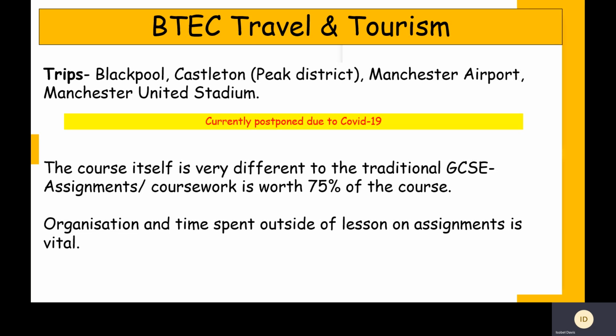It is just a weird one. It is very different to GCSE. Assignments and coursework is worth 75%, which is a big number. So you've got to be organised and be prepared to spend time outside of lesson on your assignments. Homework during the 2 years is all about your assignments and when you need to get them in. You'll be set a deadline and you have to meet that deadline. So you've got to be really organised.